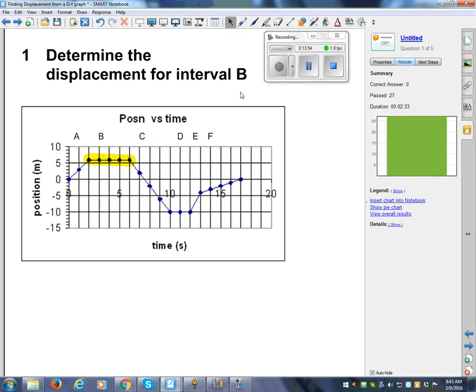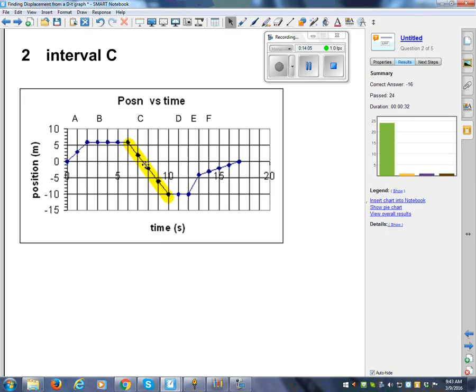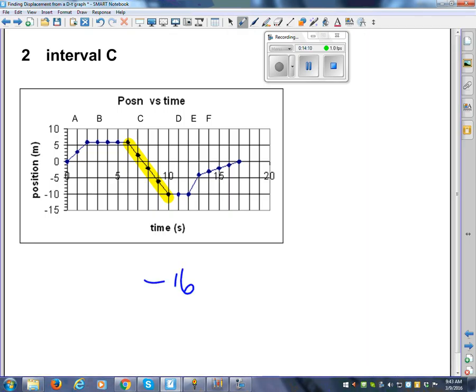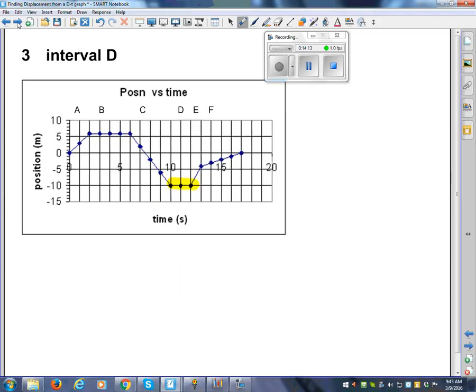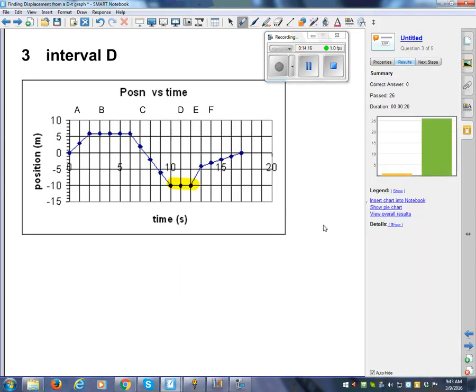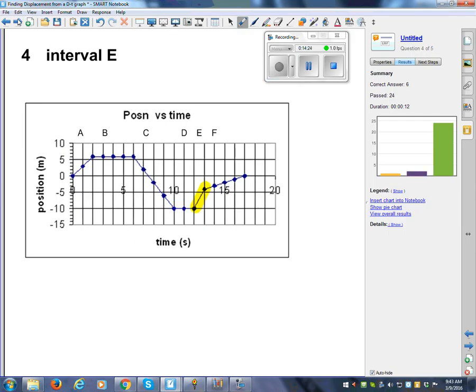Yay, everyone got it? Interval B is 0. How can you tell it's 0 without even doing the math? It's flat. Number 2, I'm going from 6 all the way down to minus 10. That's the displacement of minus 16. Interval D, again, is flat. Who got that wrong? It's flat. It stays at minus 10. Interval E, it looks like it's going up 6 from minus 10 to minus 4. It's plus 6.